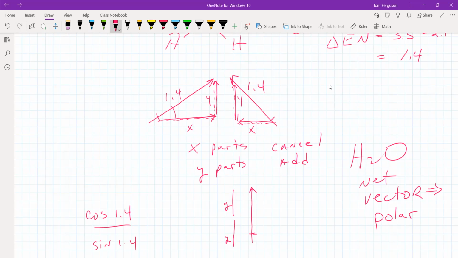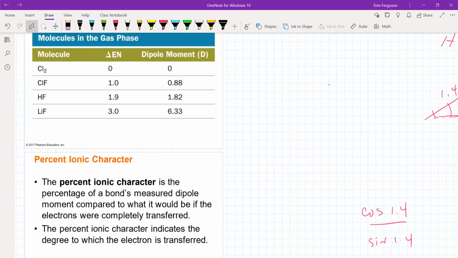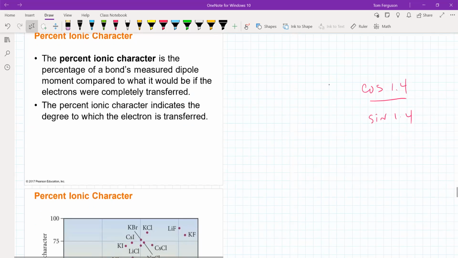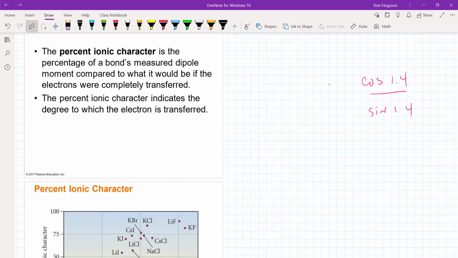So water is really special. It's really a cool chemical. All right. Now, there's something called percent ionic character. Percent ionic character is really basically how strong is the dipole. If the delta EN is big, then you have a high percent ionic character. And conversely, if it's small, you have a low ionic character or more non-polar character.